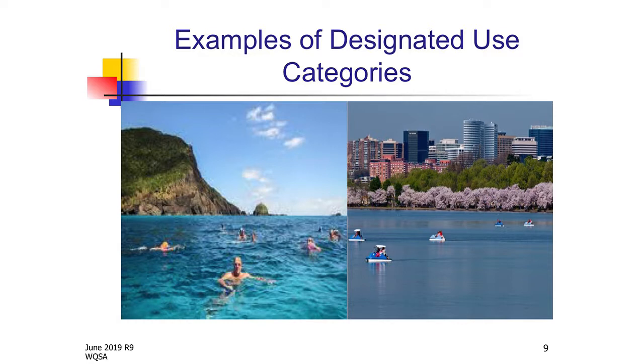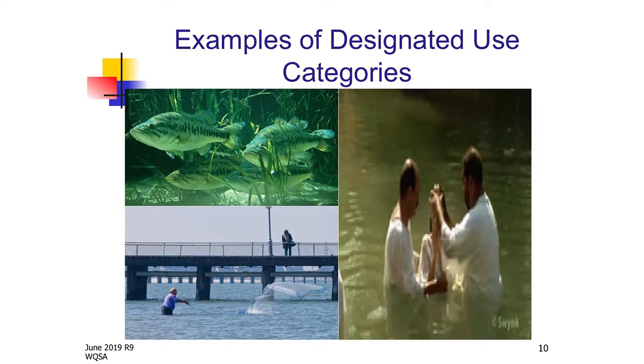So here are some examples of designated use categories. On the left, you have swimming, and states often adopt for that primary contact recreation. And on the right, you have your boating, secondary contact recreation. Other examples include growth and propagation of fish, harvesting of fish for human consumption, ceremonial and cultural uses, and there are plenty of others.